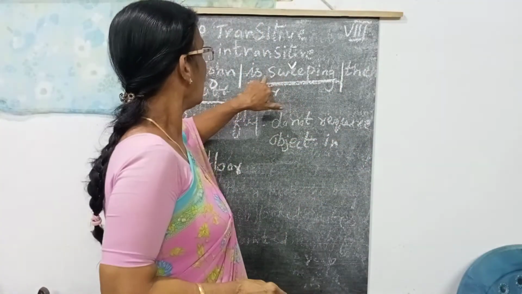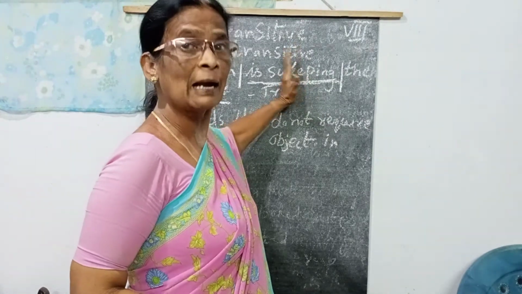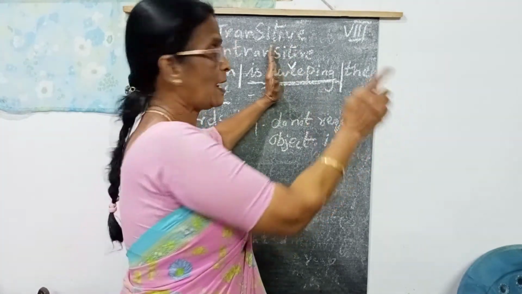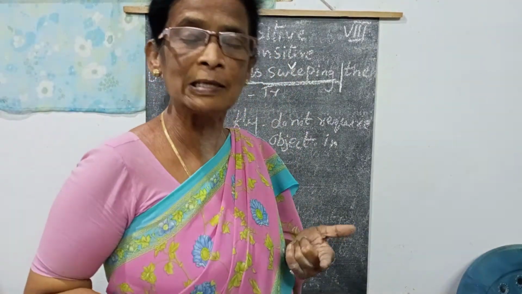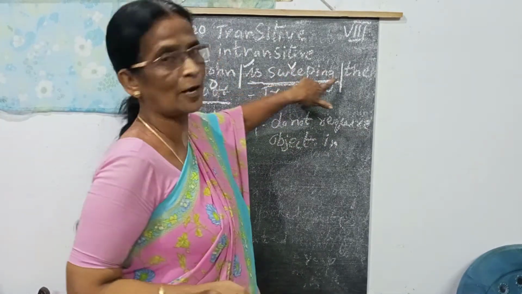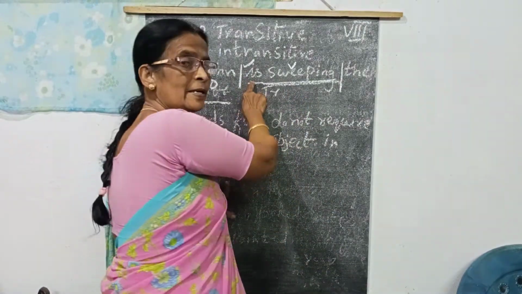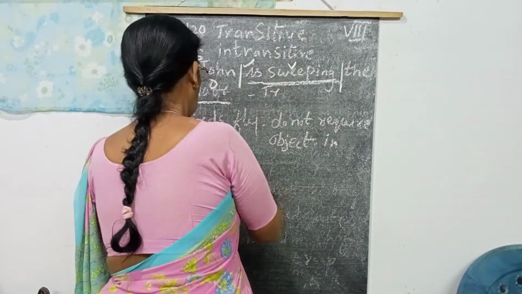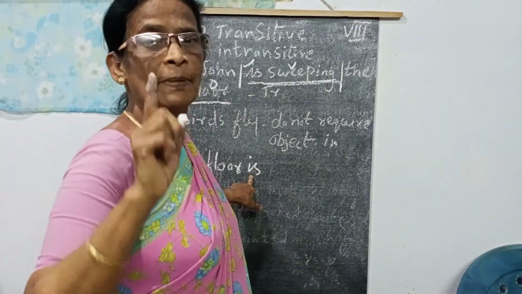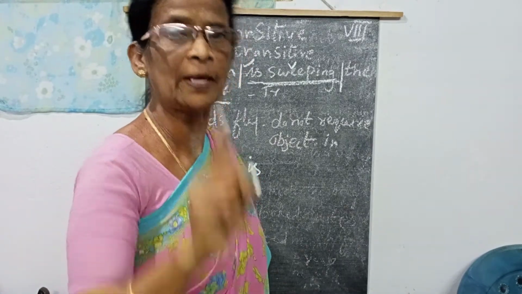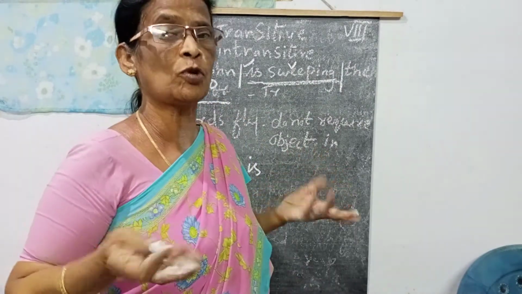Here is sweeping. We added ing to the verb. This is the continuous tense. When we see the helping verb, we can say easily that is the present continuous tense. So, the floor, when there is is sweeping, the floor is singular. Why is written here? The floor, only one floor, that is uncountable.